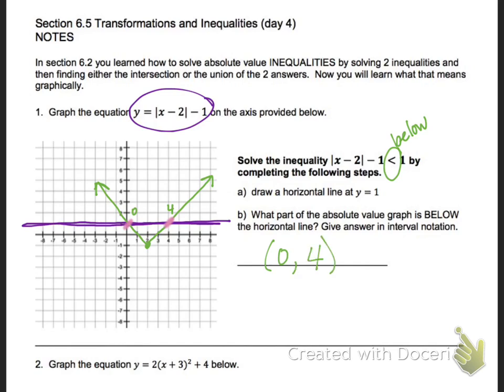We're going to put it in parentheses, okay? Because that's when it's actually below. It's touching it there, so if I put brackets, that would mean that it's touching it. But we say less than, not less than or equal to. If it said less than or equal to, then I would put brackets. But in this case, it just says less than, so I keep the parentheses. You might even want to add that in: it's parentheses because it's less than, not less than or equal to.